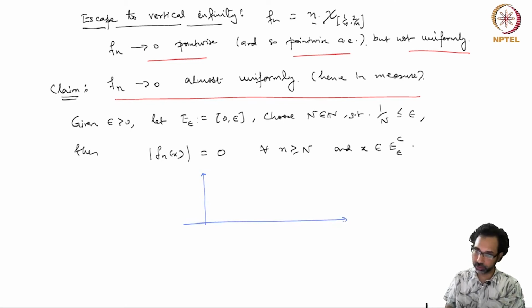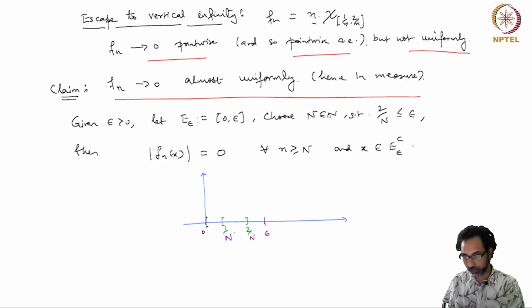So we had these intervals 1 over n to 2 over n, and we have some threshold epsilon. Let's say this is epsilon. So if n is large enough, for example if we take 1 over capital N, 2 over capital N, actually I should here take 2 over capital N, so that the entire interval is between 0 and epsilon. Then this interval 1 over n to 2 over n becomes inside E epsilon.